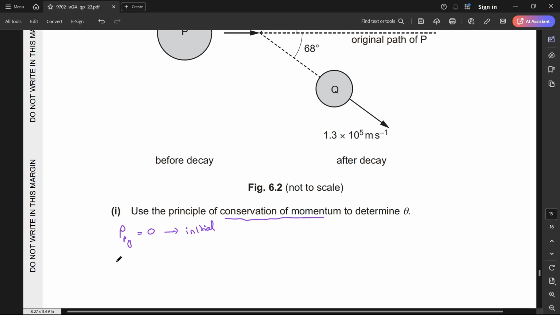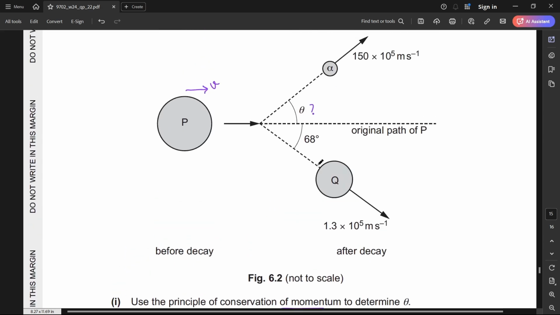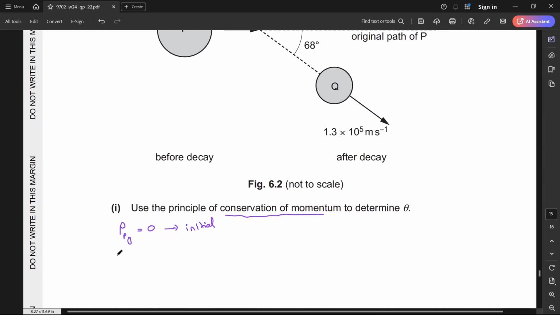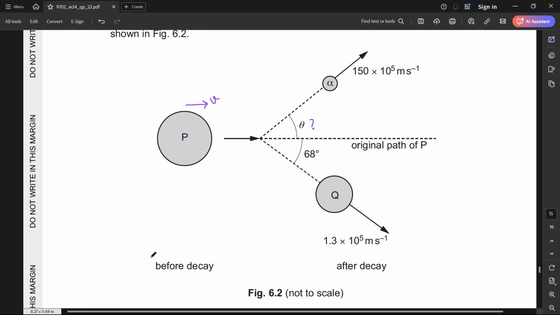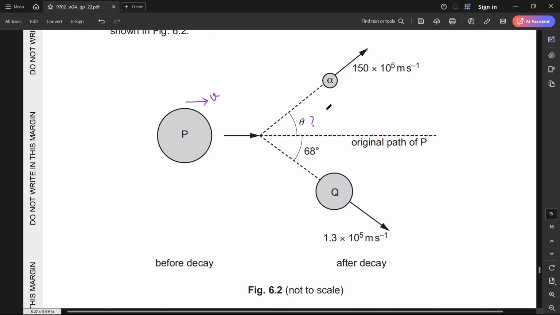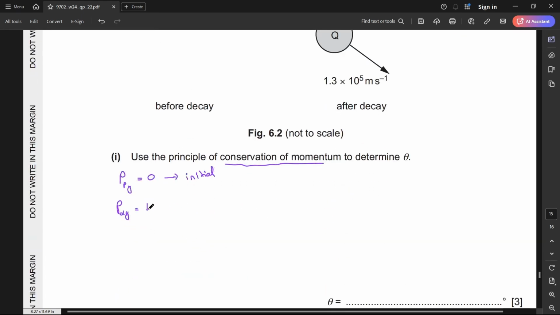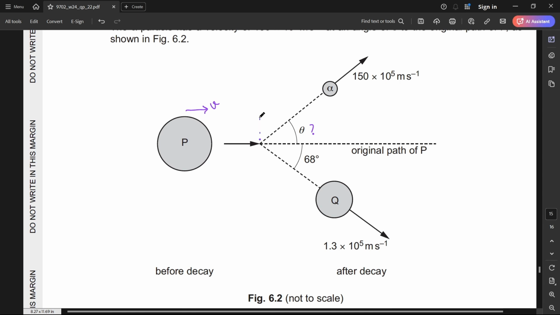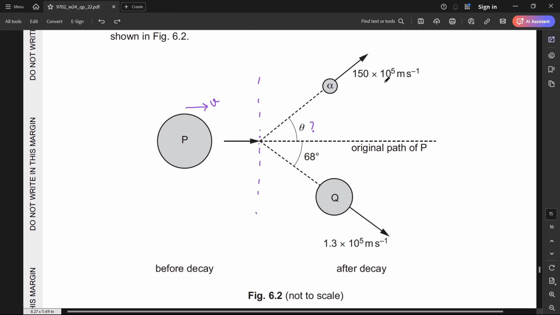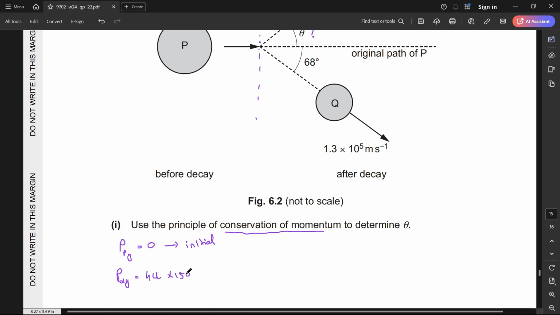Now for the final, we are having the q in the y direction as well and alpha in the y direction as well. So the momentum for the alpha particle in y after the collision is m into v. So m is 4u, and the velocity in the y component, because theta is over here, will be your sine component. Similarly, because theta is with respect to your path p, you are going to have a sine component in the y direction. So it is going to be 150 into 10 power of 5 sine of theta.